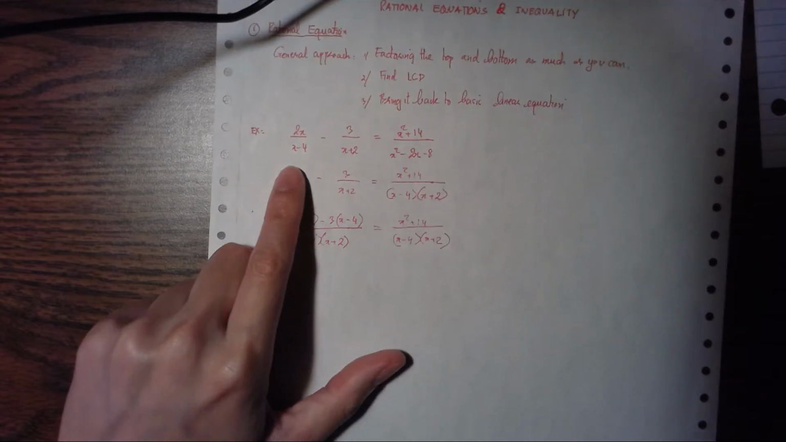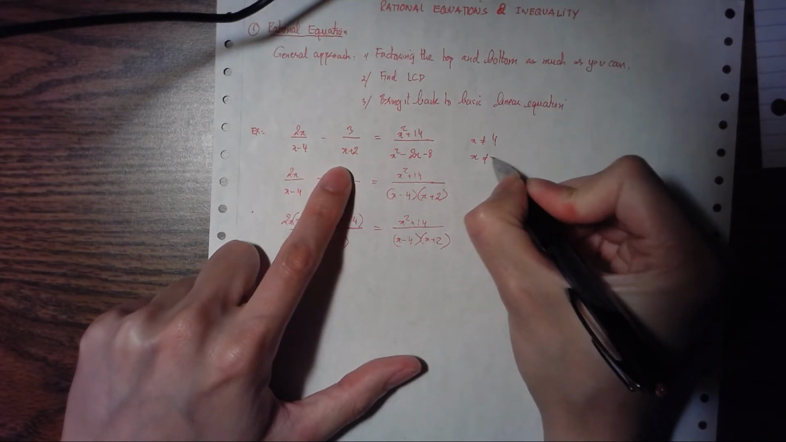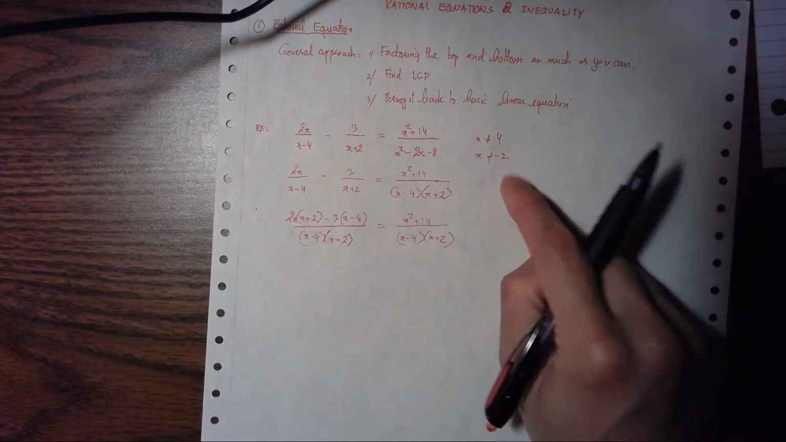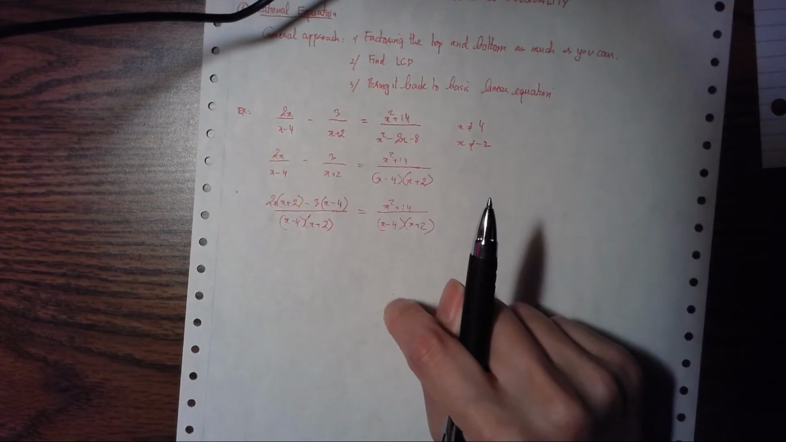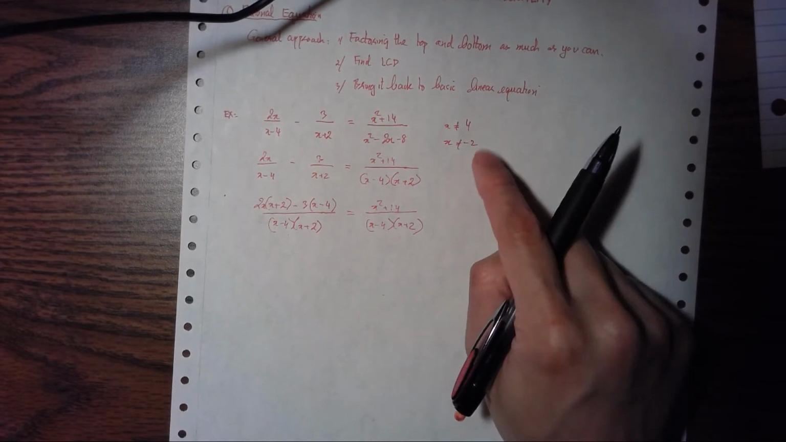Of course, over here we know that x must be different from 4 and x different from -2, because if it is -2 or 4, the denominator will be 0, and it doesn't make sense, right? So when you solve the equation, by the time you get the final solution, you have to compare with this.